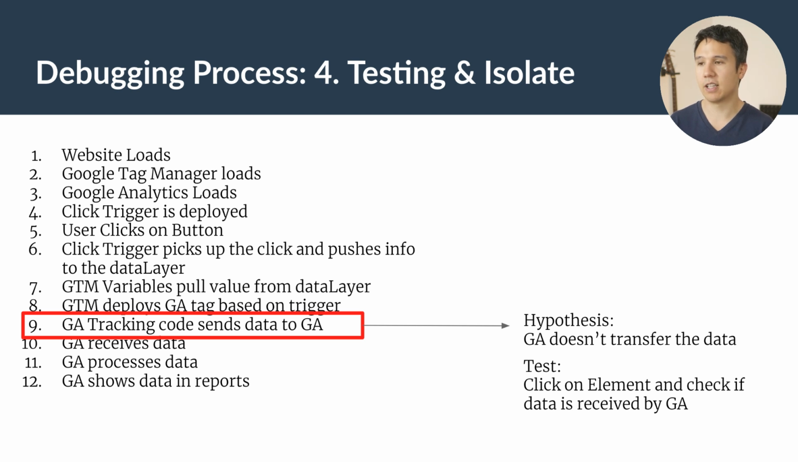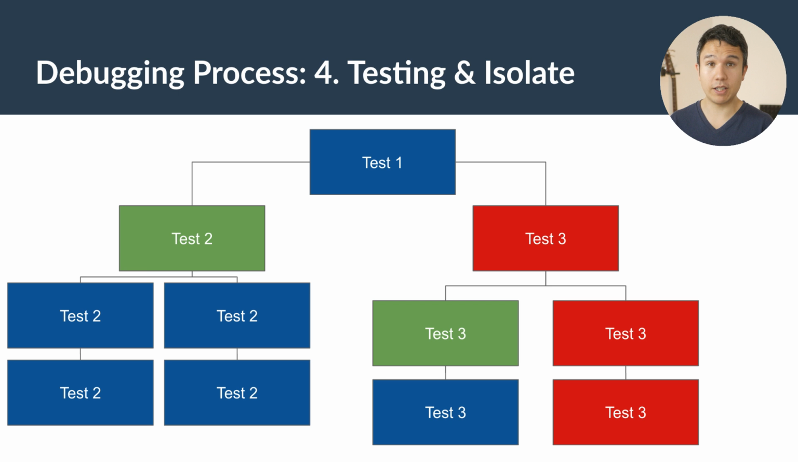Okay, the hypothesis is GA doesn't transfer the correct data or doesn't transfer the data at all. Let's test this. Let's click on the element and see if this actually happens. And there are different tools out there. Again, debugging tools, very important to see if information gets sent over. And then you come up with a decision tree where you really run tests. You say, okay, this worked, this didn't work, and you come up with an insight, a learning from that, and run the next test. And debugging is really about running these micro tests over and over again.